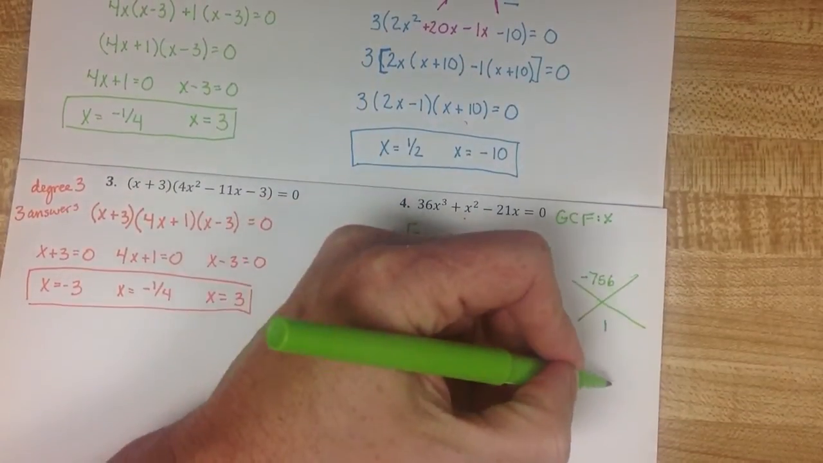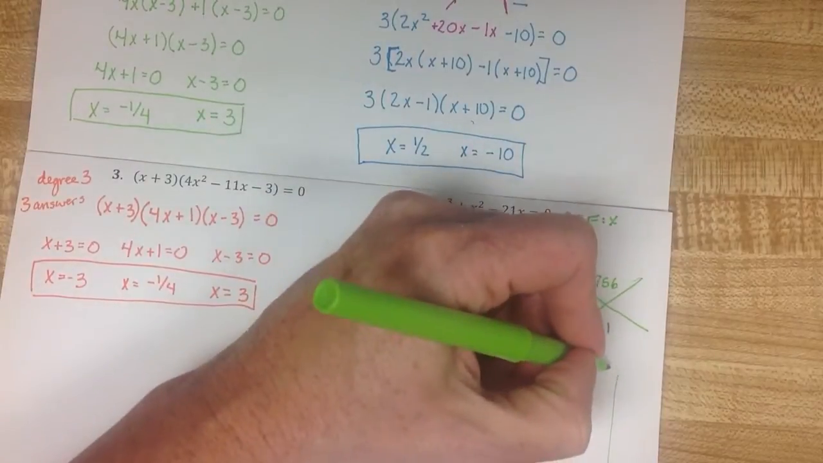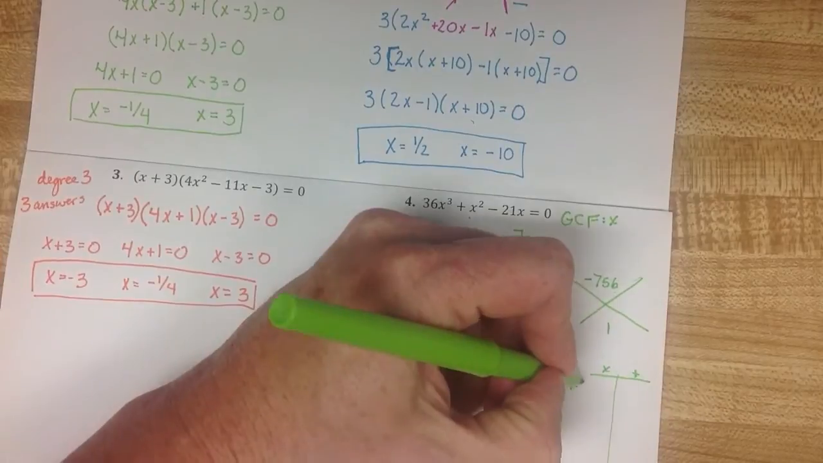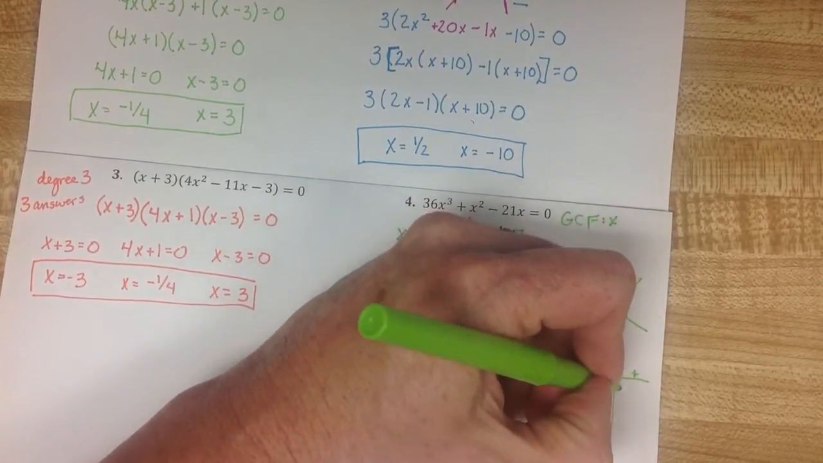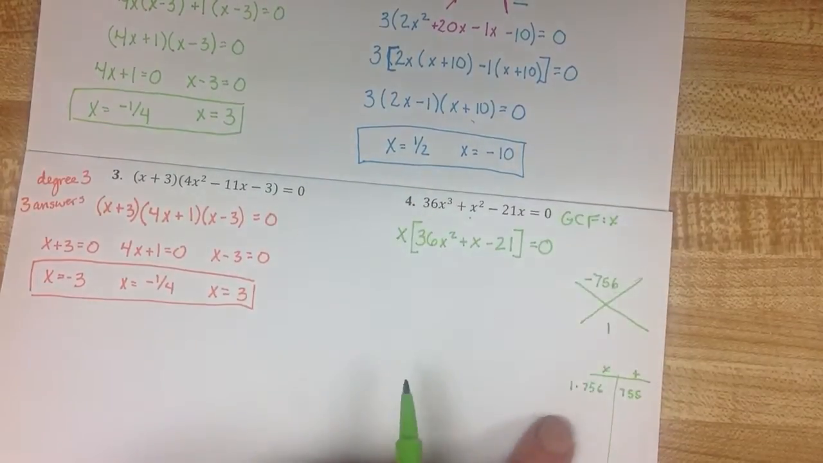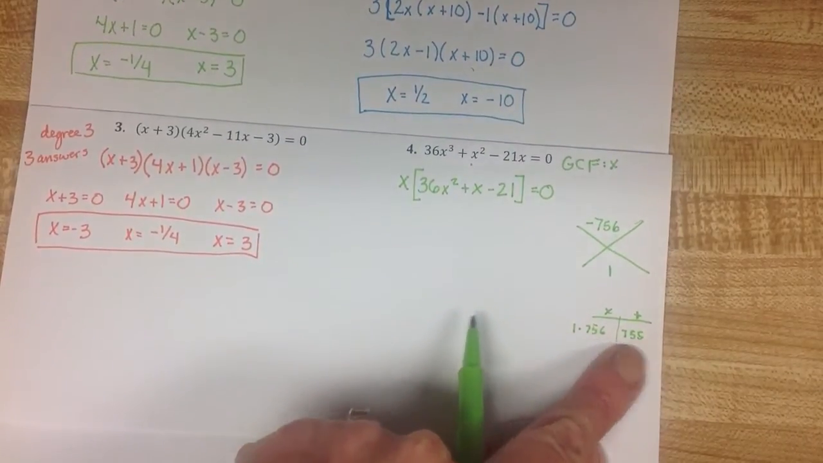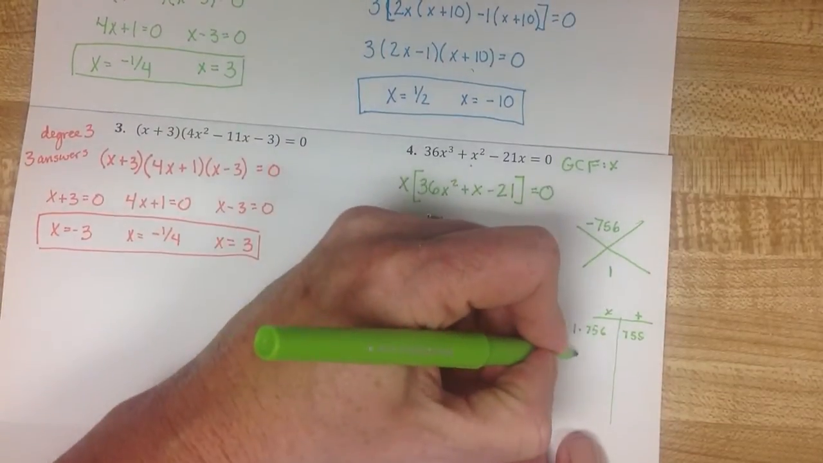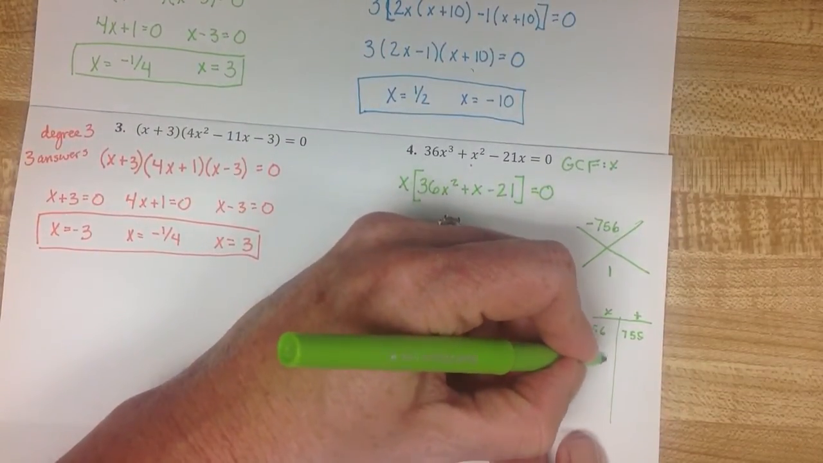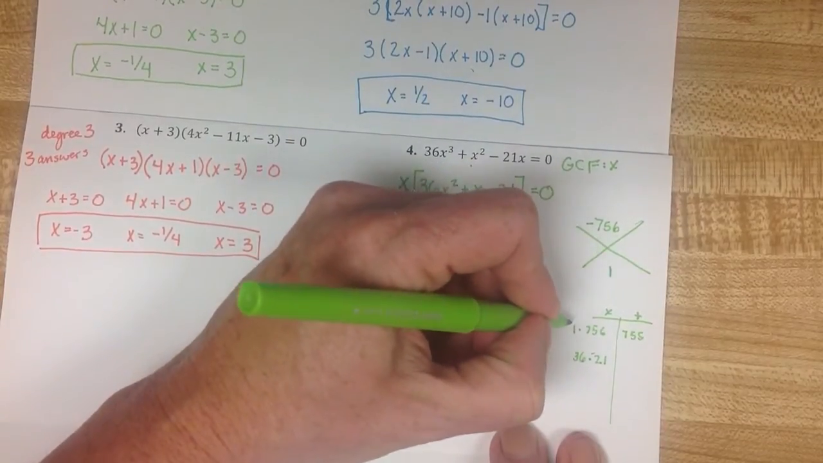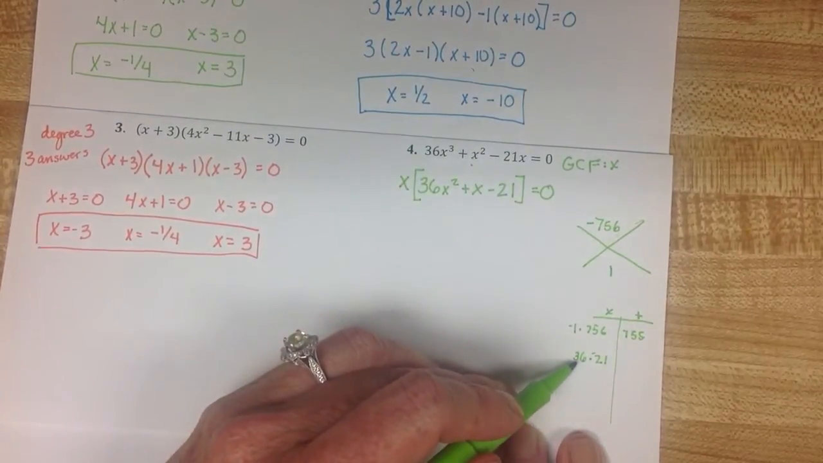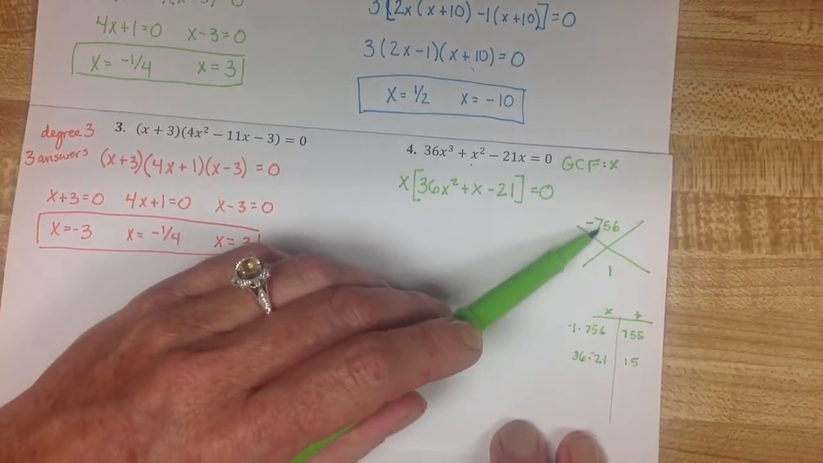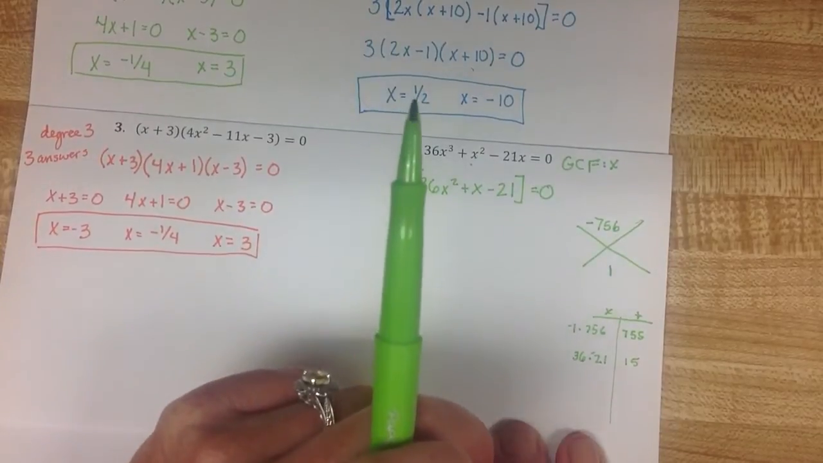So of all the possible factors that would make 756, 1 times 756 is going to have a difference of 755, so that's not going to work. And even the 36 and the 21 that I started with, and the negative 21 I guess it was, still have a difference of 15. So I'm looking for factors of 756 that are going to be really close together.